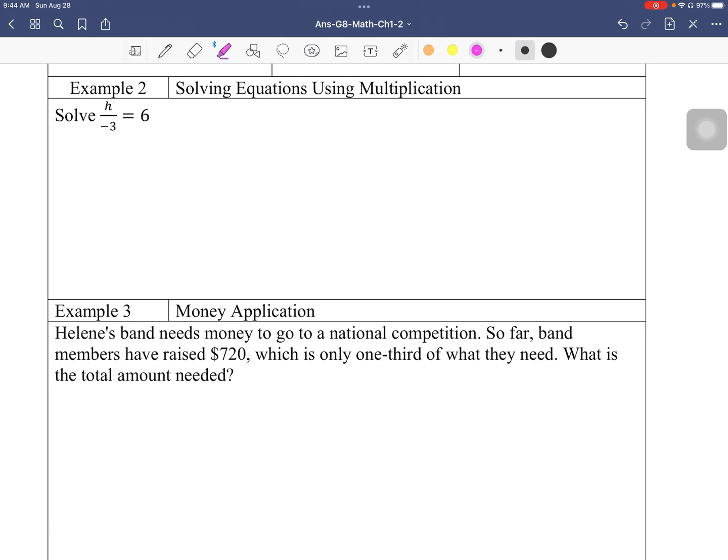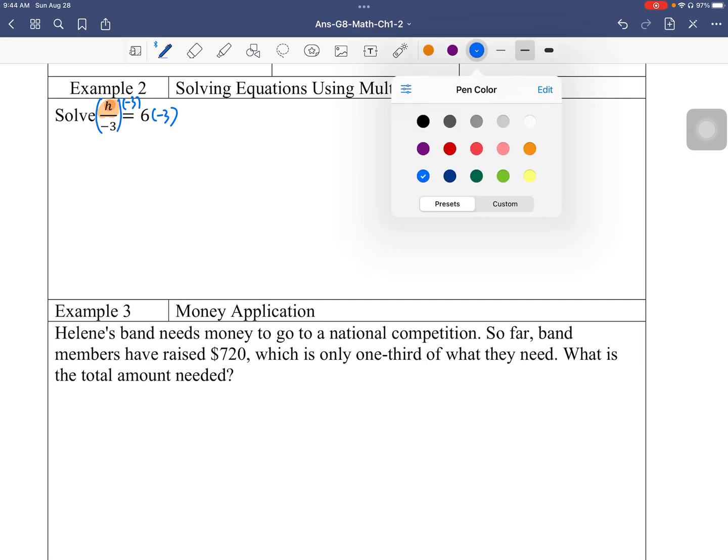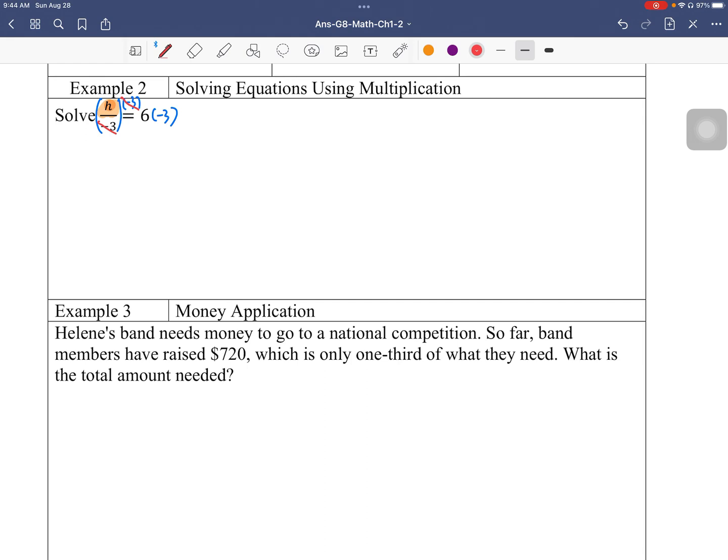In example 2, I want to solve the equation using multiplication. This is h divided by negative 3 equals 6. I want to isolate h, so I multiply by negative 3 on both sides, which cancels out the negative 3. So h equals negative 18.